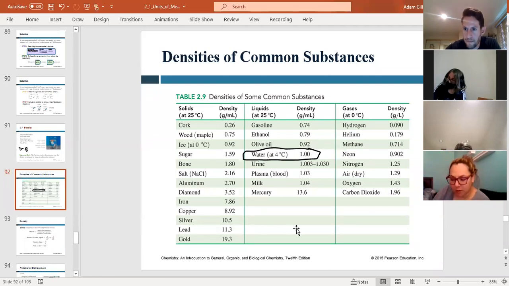Professor, you said water is 1 gram per ml. Is that correct? Yeah. Okay, thank you.